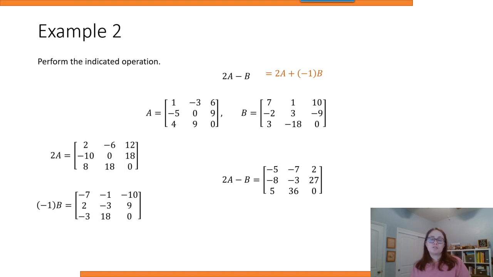So this might be a good one to pause for a second and work this through to make sure you get the same thing as I did. But I got -5, -7, 2 in the first row, -8, -3, 27 in the second row, and 5, 36, and 0 in the last row.